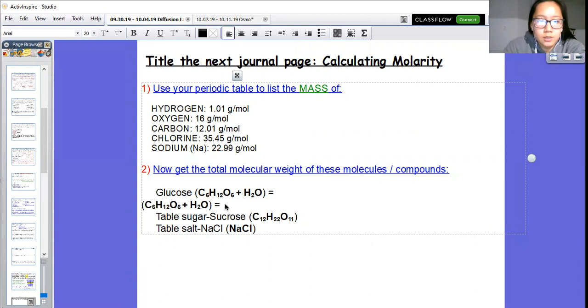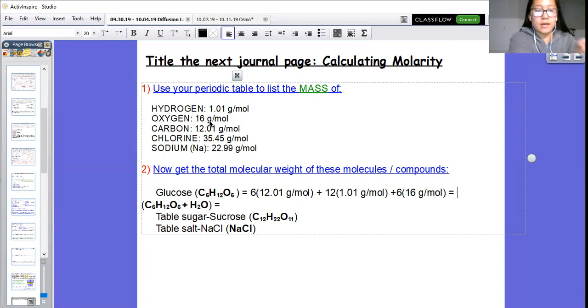So we'll do one here with the H2O and without the H2O. Okie dokie. So here we have C6H12O6, which means you're going to be doing 6 times the carbon weight, which is 12.01 grams per mole, plus 12 H's. You need 12 times 1.01 grams per mole, plus 6 O's, which is 6 times 16 grams per mole. And you're going to calculate that out on your calculators.